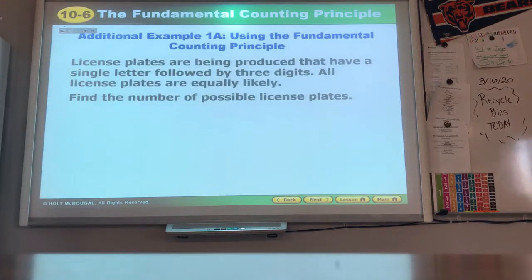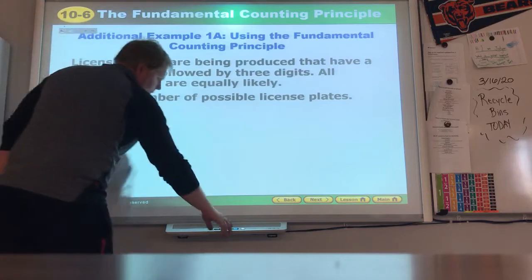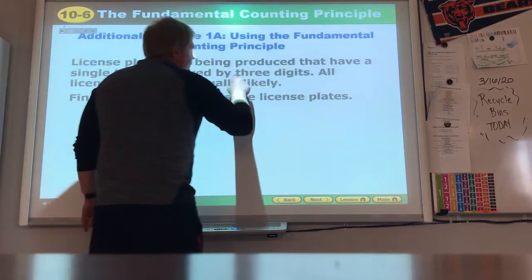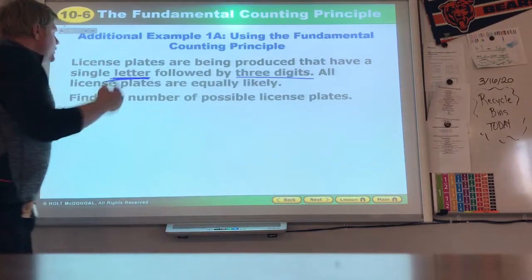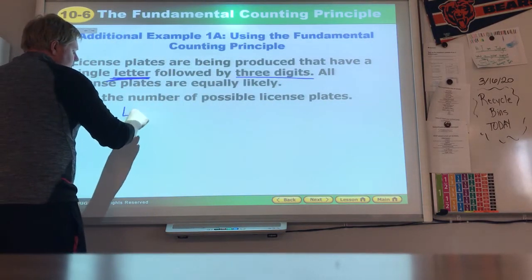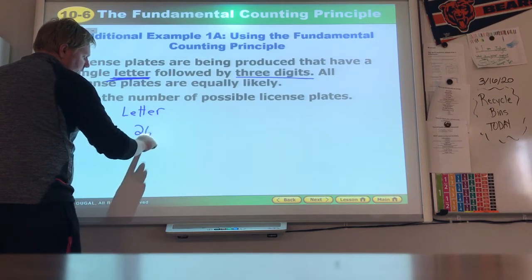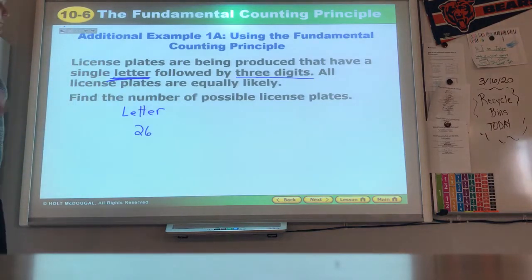Okay. License plates are being produced that have a single letter followed by 3 digits. All license plates are equally likely. Find the number of possible license plates. So we have to think. There's a letter. Then there's 3 digits. For the letter, that could be 26 different things, right? Because there's 26 letters in the alphabet.